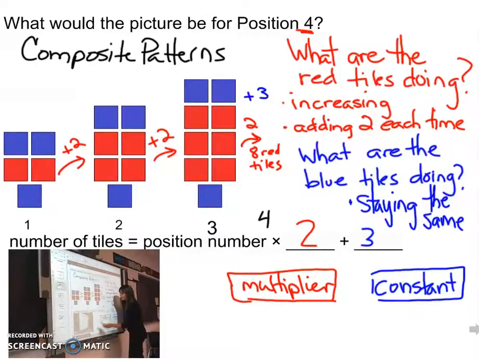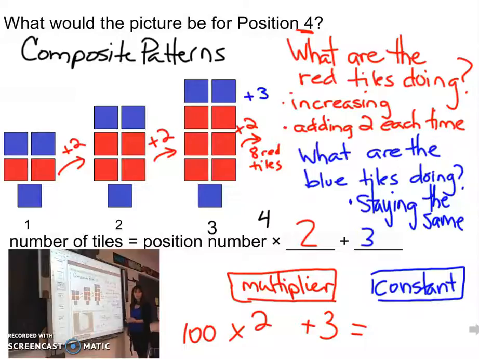So we coded our multiplier as adding repeatedly, which provides us with the word multiplier. We're going to multiply by that value, which is 2, and we're going to add our constant 3, and we could find out any position number. So I randomly said, okay, let's do 100, and I want to know position 100. We multiplied it by 2, we added 3, and you were able to tell me that I would have a total number of tiles as 203.